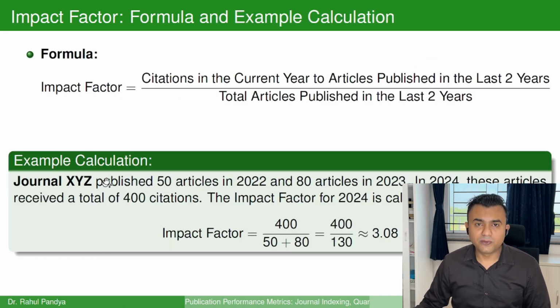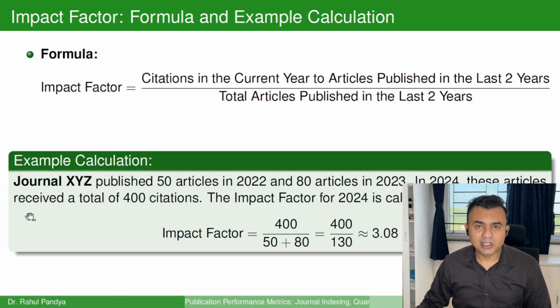So the general formula for computing impact factor is citations in the current year to articles published in the last 2 years, divided by the total articles published in the last 2 years. Let's take one example and understand it.